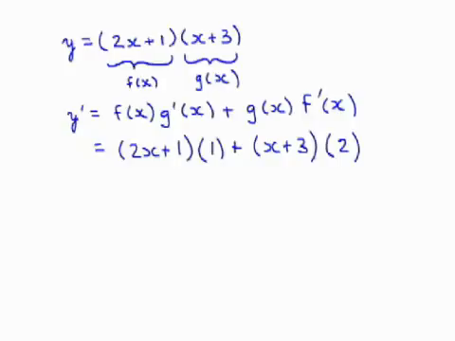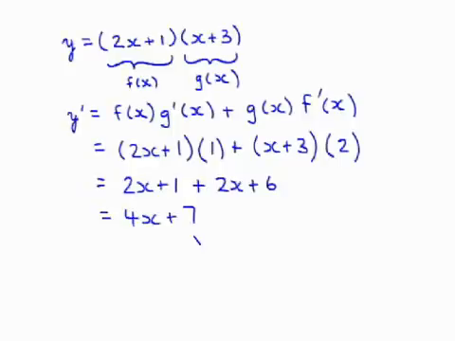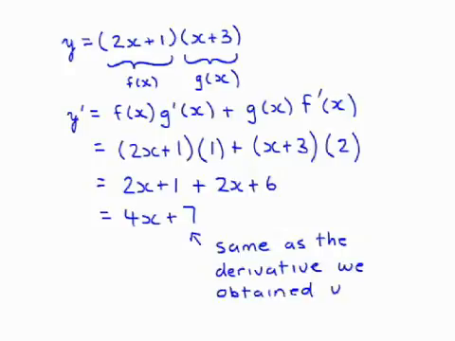So in our second last line, we end up with 2x plus 1 plus 2x plus 6. Combining the like terms, we end up with y prime is equal to 4x plus 7. This is the same derivative that we obtained using the power rule. So we can show clearly that the product rule or the power rule could have been used in this particular case to find the derivative of this function.